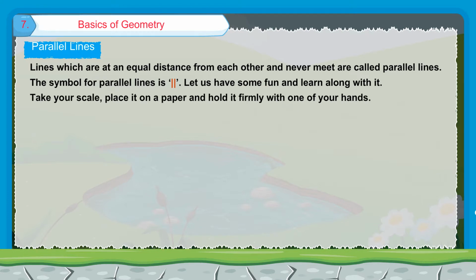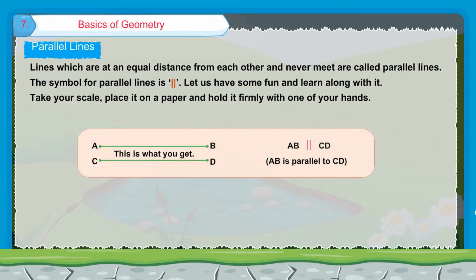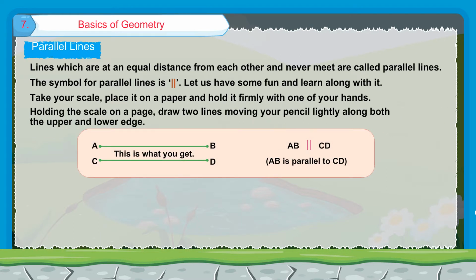Take your scale, place it on a paper and hold it firmly with one of your hands. Holding the scale on a page, draw two lines, moving your pencil lightly along both the upper and lower edge. AB, CD. This is what you get. AB is parallel to CD.